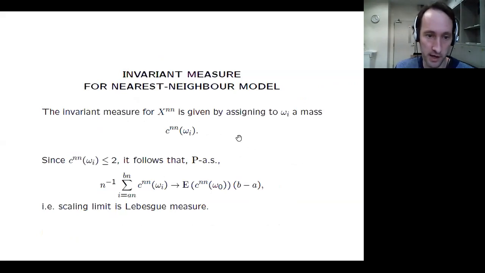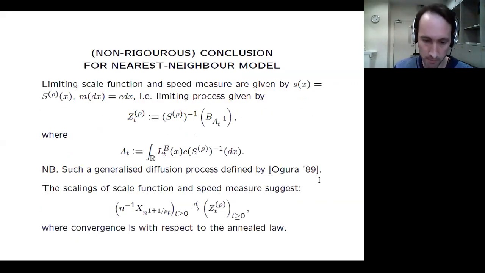As for the invariant measure, this is more simple. The particles have the invariant measure given by the sum of conductances out of them. This is bounded in this case, and so we just converge to Lebesgue measure, multiplied by some constant. So that's not particularly interesting. But what it means is what we would naturally guess about the properties of the limiting process, and we might guess that these properties transfer to the limit. So it would be natural to expect that the limiting process should have the scale function given by this subordinator and the speed measure given by Lebesgue measure here.